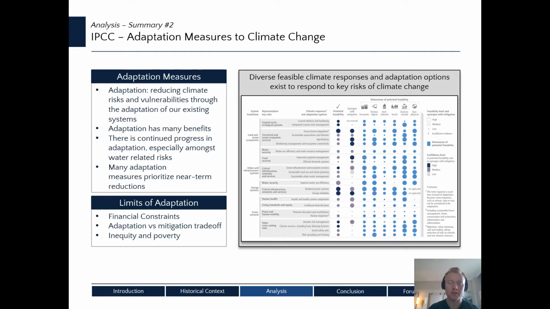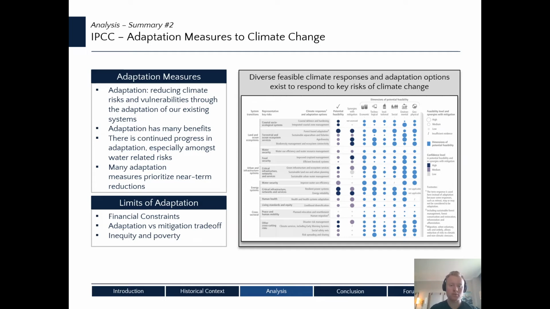The second main summary that the IPCC outlines is adaptation measures to climate change. Adaptation is reducing climate risks and vulnerabilities through the adaptation of our current systems. In the last couple of decades, we've actually observed great progress in our adaptation planning and implementation across all of our major sectors. At least 170 countries have now begun including adaptation in their climate policies as the public and political awareness of climate change's risks and impacts continues to grow. And adaptation can generate multiple benefits in addition to reducing climate risks and economic damages. For example, agricultural productivity can be improved, as well as innovation, health, well-being, food security, livelihood, and biodiversity conservation.